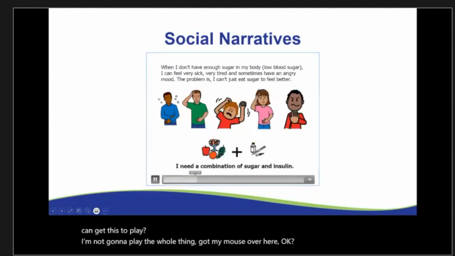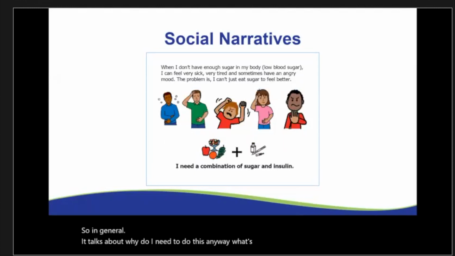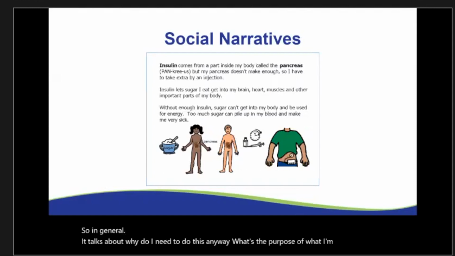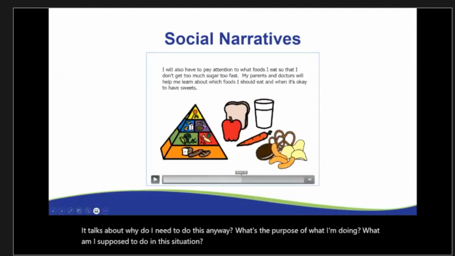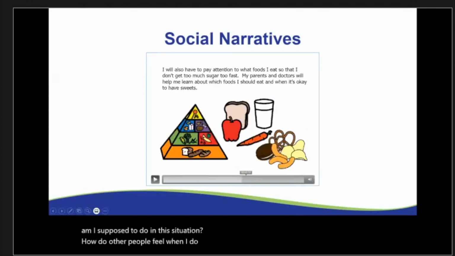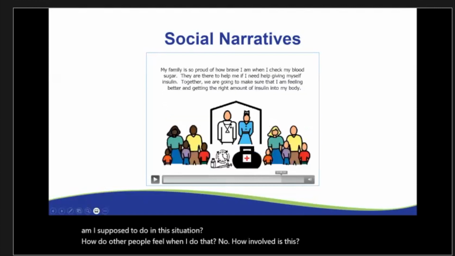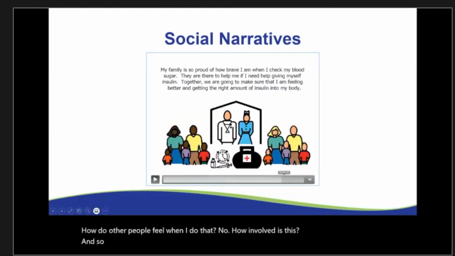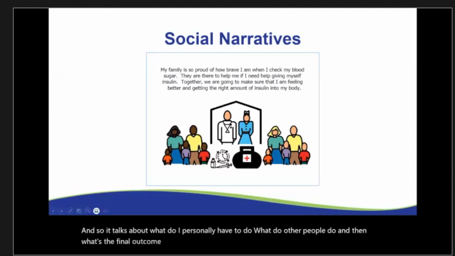So in general, it talks about, why do I need to do this anyway? What's the purpose of what I'm doing? What am I supposed to do in this situation? How do other people feel when I do that? How involved is this? It talks about what I personally have to do, what other people do, and then what the final outcome is because I did this. It just helps to quell that anxiety again.